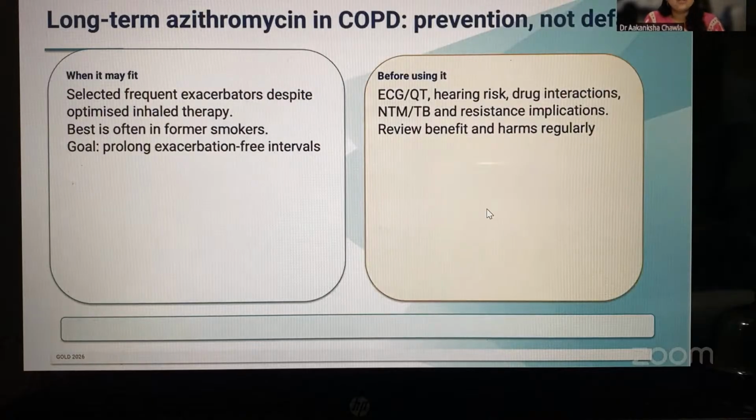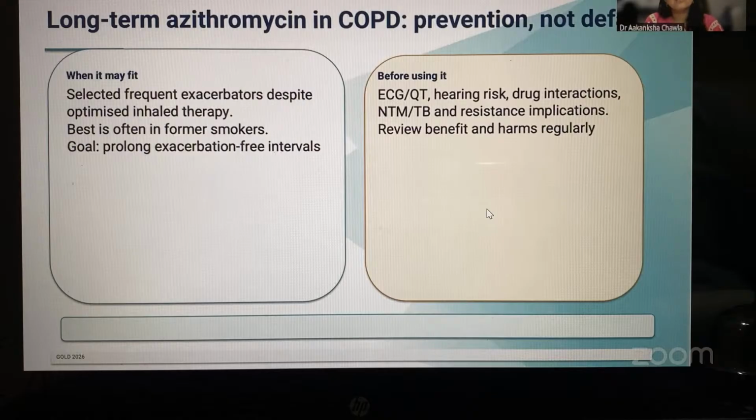Now, long-term azithromycin in COPD, which is used as prevention, is only given in selected patients who may be frequently exacerbating despite optimized inhaled therapy, best in former smokers. The goal of this therapy is not as an antibiotic. It is basically used as an anti-inflammatory, for the immunomodulatory effect of azithromycin. The purpose of it is to prolong the exacerbation-free intervals.